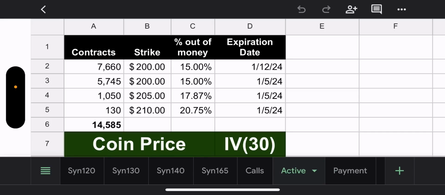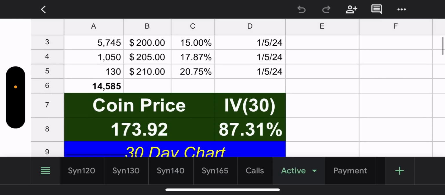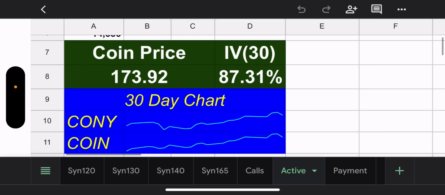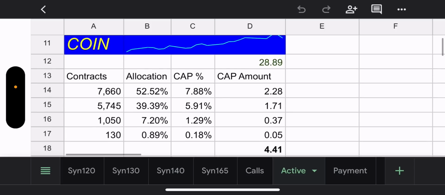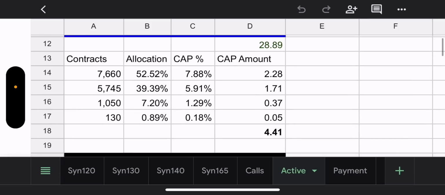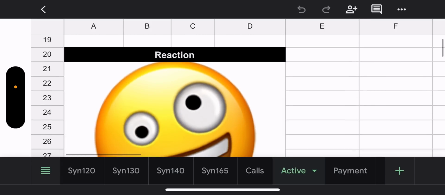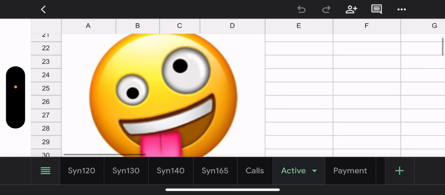And that's most of the contracts, 7,660 contracts. 30-day IV continues to stay at a high of 87%. Amazing. Potential capital gains for all these calls, 441, which will put us back over 30.